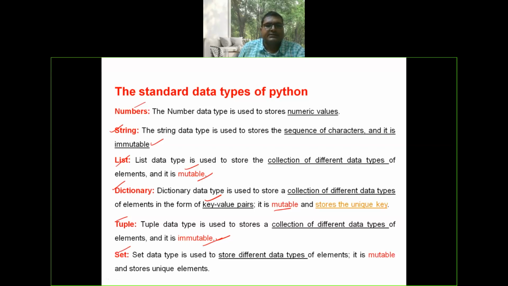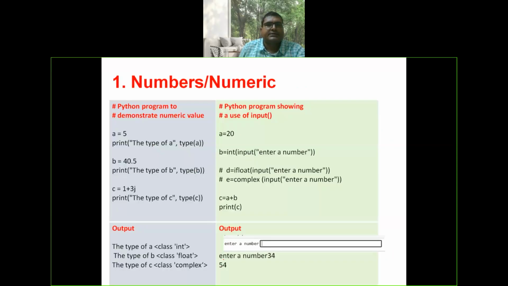Set. The set data type is used to store different data types of elements. It is mutable and stores unique elements. Sample program to demonstrate numeric values: integer, float, and complex. We can get the type of a data type based on the type command.